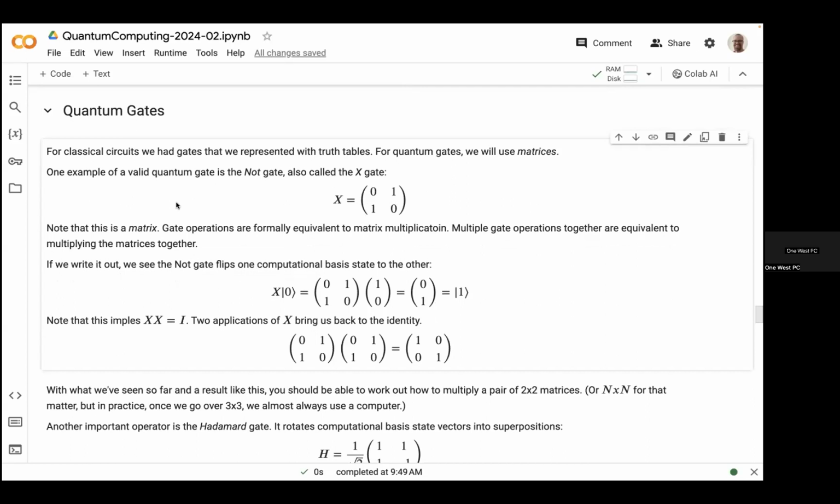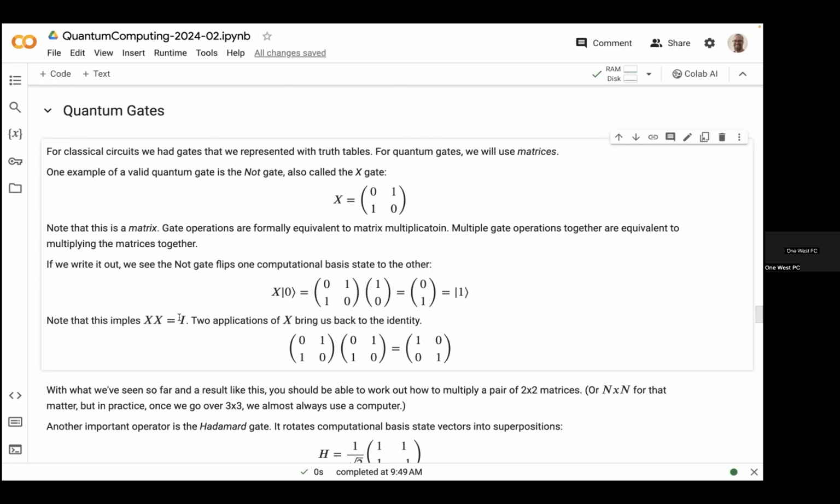Gate operations are formally equivalent to matrix multiplication. Multiple gates together are equivalent to multiplying the matrices together. So if I write this out, you see the NOT gate flips one computational basis state to the other. If I take X and operate on 0, that is the matrix 0, 1, 1, 0 times the vector 1, 0, we do my little thing where you pick the vector up and you drop it. You're going to find out that you get 0, 1, which is the 1. And you'll find if you put X on the 1, you get the 0. And you can maybe see that in your head if you look quickly.